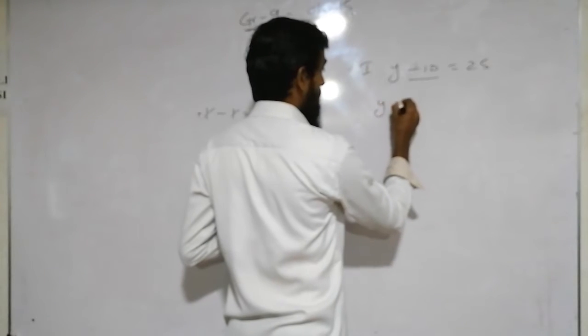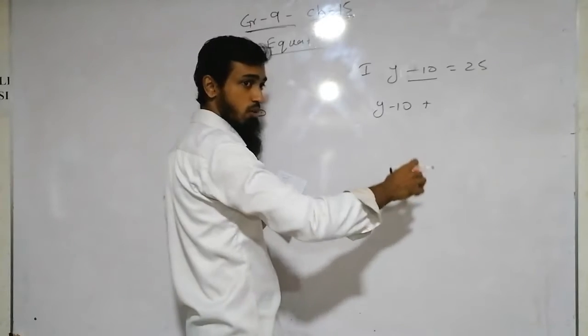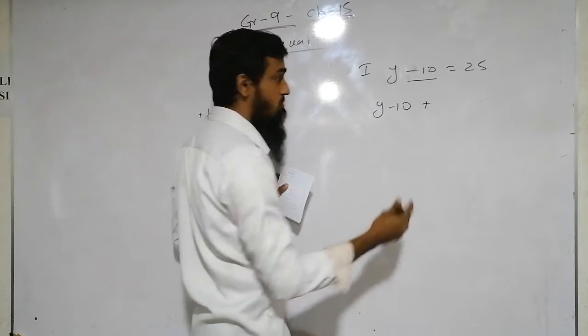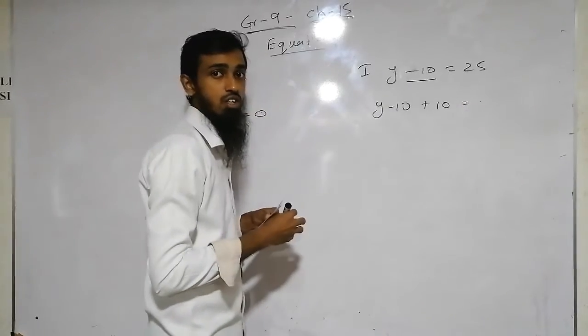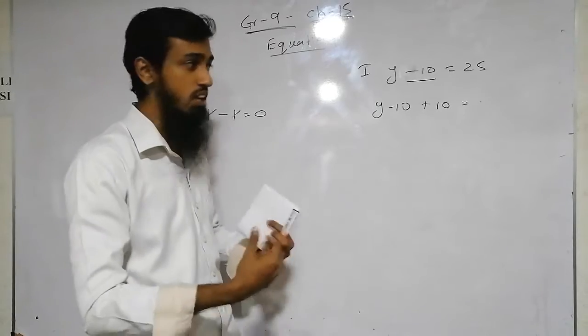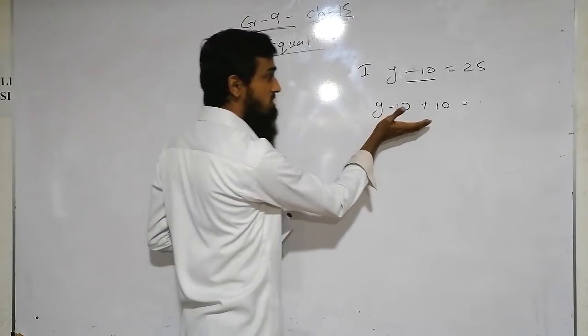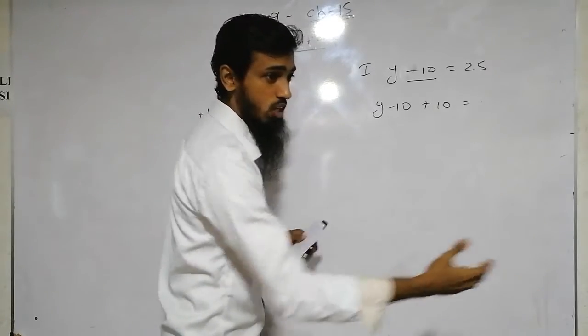So y minus 10 is there. We have to cancel the minus 10. That's why we have to add the opposite, the same value. The opposite is plus, so the same value, 10. If you add or subtract or do any working on one side of the equation, you should do the same work on the other side of the equation.